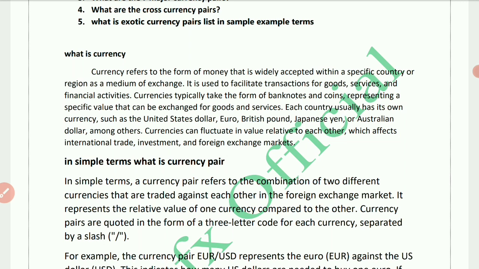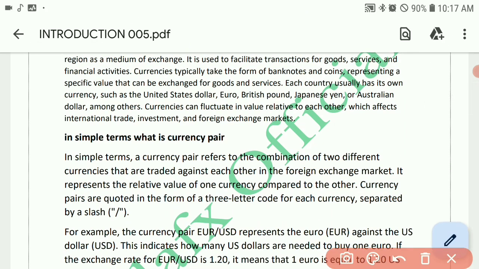So what is currency? Currency is money that is widely accepted in a specific domain, let me say a country or region. Anything that can be used as a medium of exchange is currency. For example, banknotes and coins that can be used to represent a specific value.